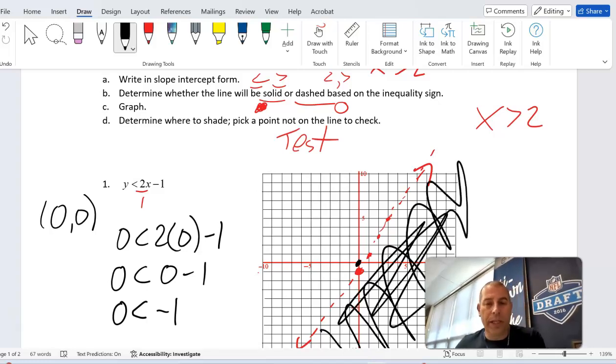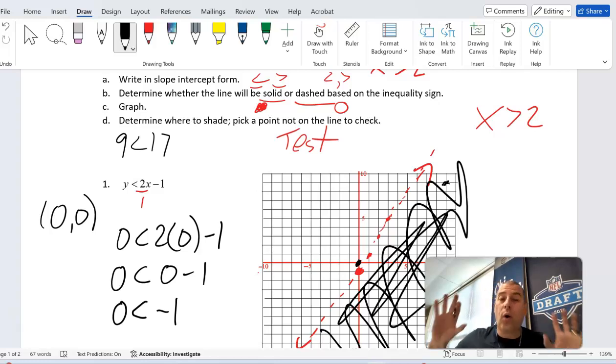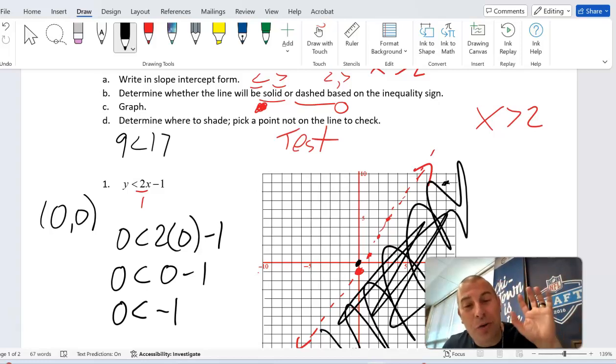And what we're doing here is, I know it's not a really good job of shading, but we don't need a lot. What we're saying is any ordered pair you choose over there and you plug in is going to work. So if I grab an ordered pair way up here, which is the ordered pair 9, 9, and plug in a 9, 2 times 9 is 18. 18 minus 1 is 17. Is 9 less than 17? It certainly is.